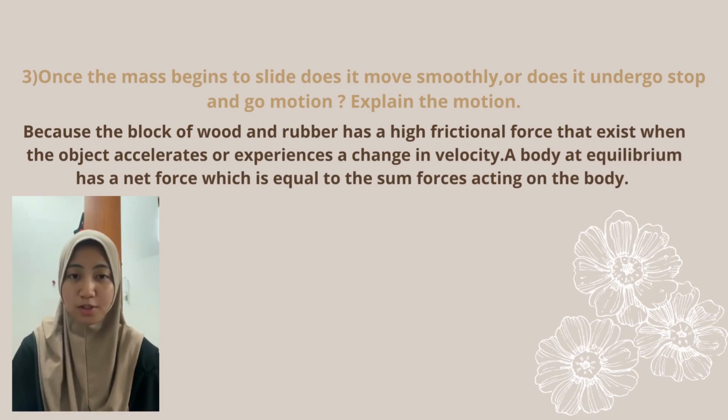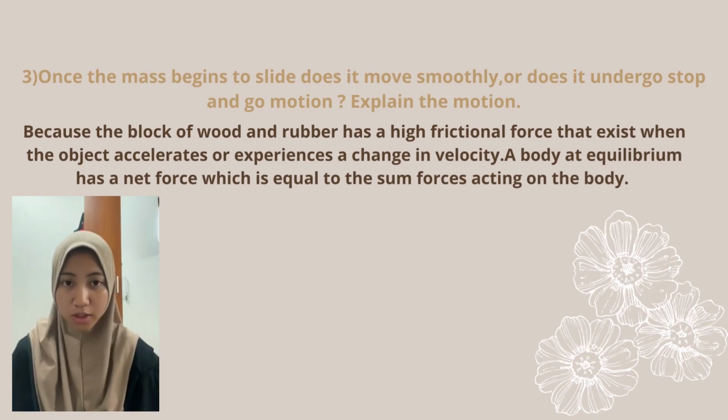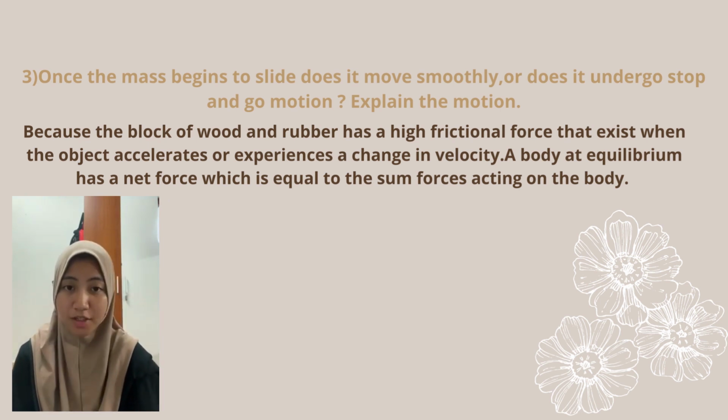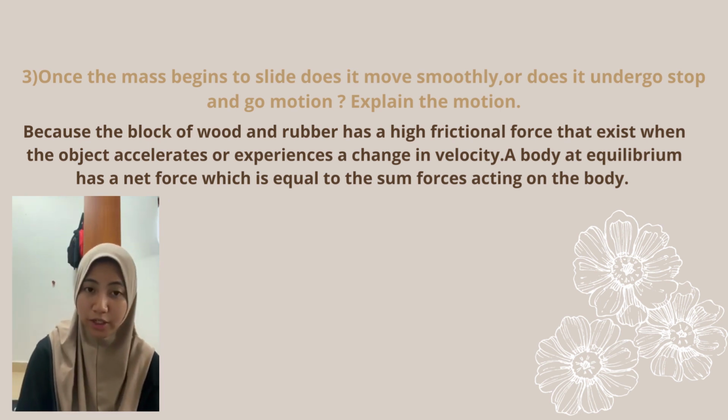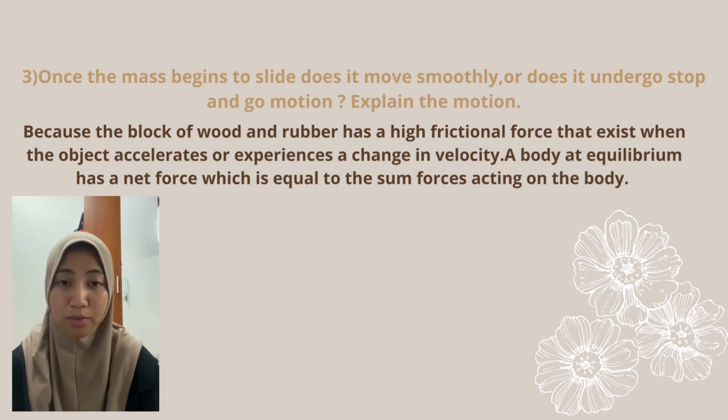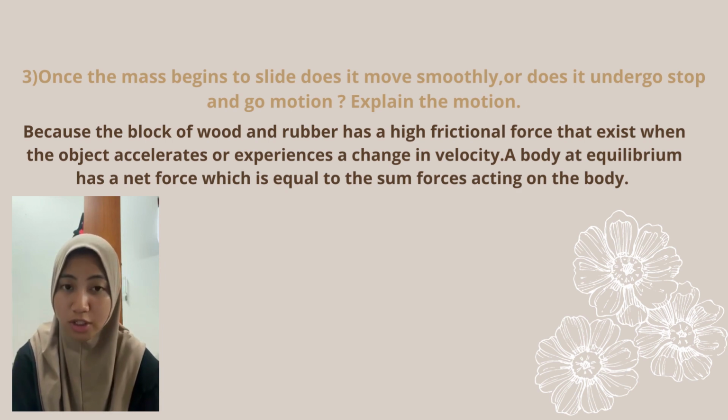Number 2. Once the mass begins to slide, does it move smoothly or does it undergo stop and go motion? Explain the motion. Because the block of wood and rubber has a high frictional force that exists when the object accelerates or experiences a change in velocity. A body at equilibrium has a net force which is equal to the sum of forces acting on the body.